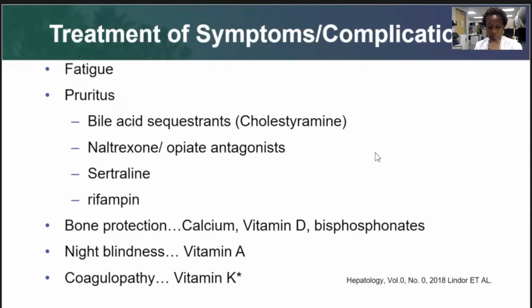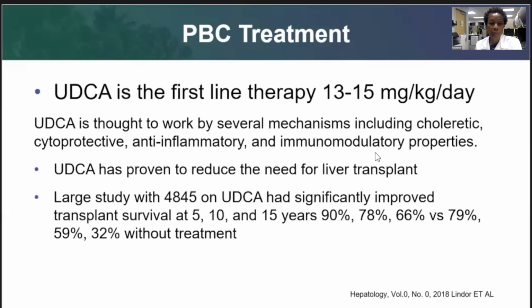should also be monitored. Now, the good news is ursodiol. It's the first line of therapy. It was approved, I think, in 1998 by the FDA, and it is still the mainstay treatment for patients with PBC, okay? And I want you to take note of this study. Look at this transplant survival at 5, 10, and 15 years of 90, 78, and 66%, with URSO on board versus the 79, 59, and 32%. That's pretty impressive. Starting dose is 13 to 15 milligrams per kilogram per day.